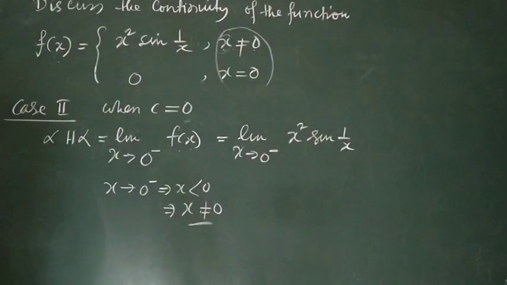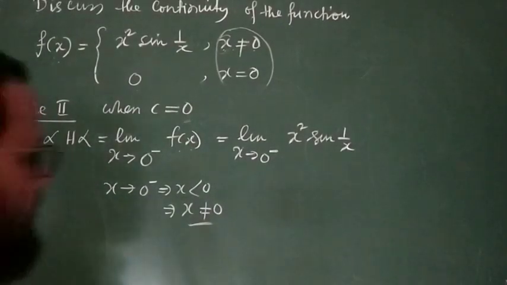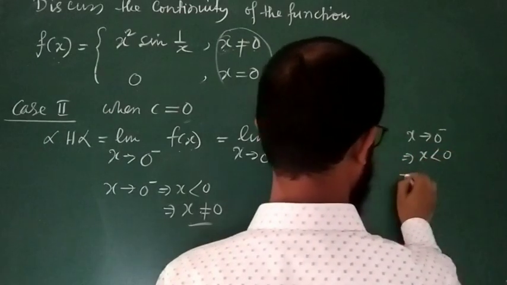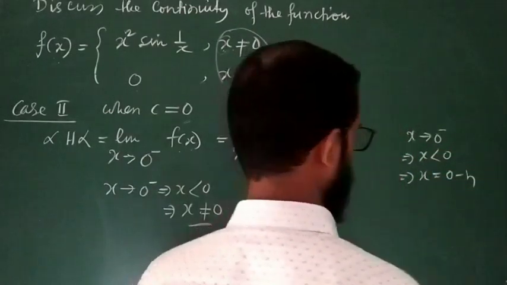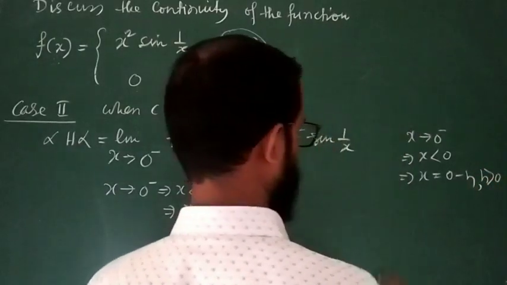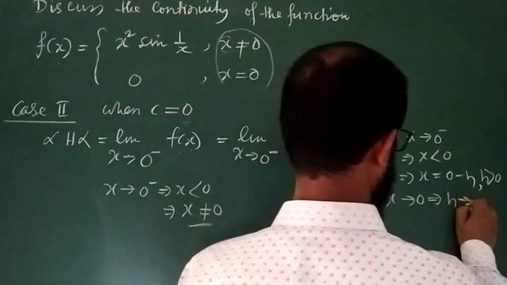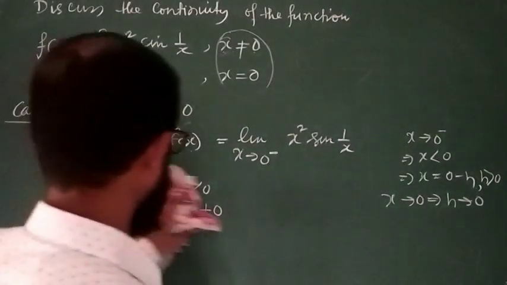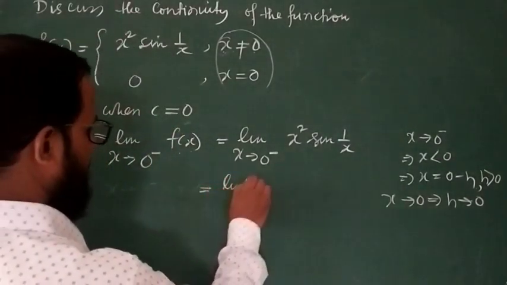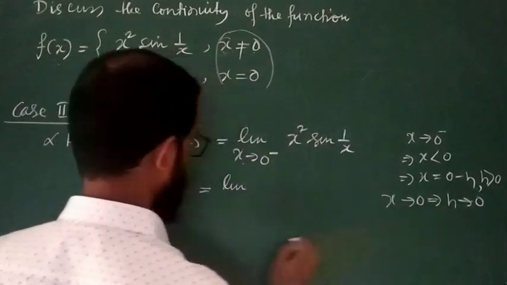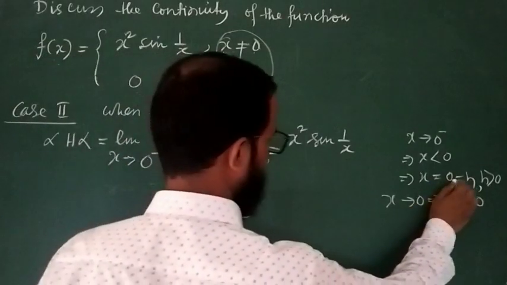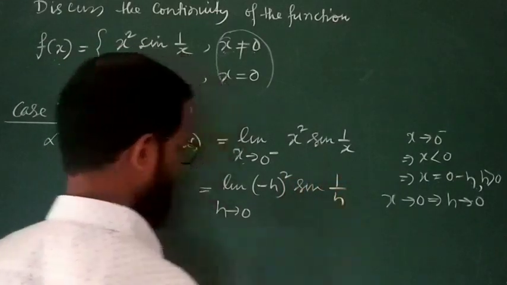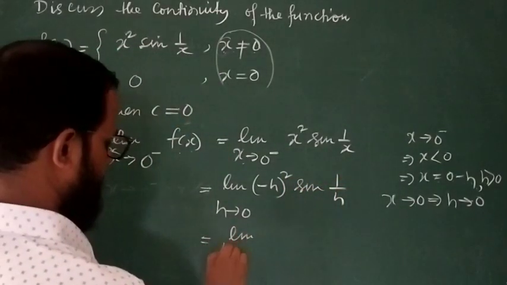Now, x tends to 0 minus means x is less than 0, and therefore you can write x is equal to 0 minus h, where h is positive. x tends to 0 implies h tends to 0. I hope you are understanding. This type of thing we have repeatedly done in earlier questions also. So you can write limit h tends to 0, and x can be replaced by minus h. So, (minus h) whole square into sin 1 by h.